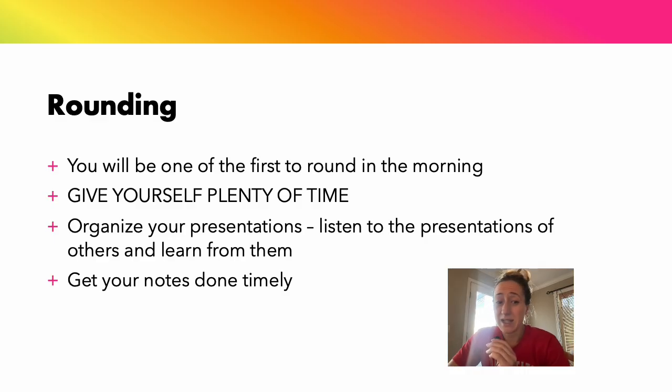And then another one is get your notes done timely. You should have enough time to have those notes done, pended, and sent to the resident or fellow or attending before the day starts. So be sure that is done on time, because nobody wants to wait for those till the end of the day. It doesn't look good.